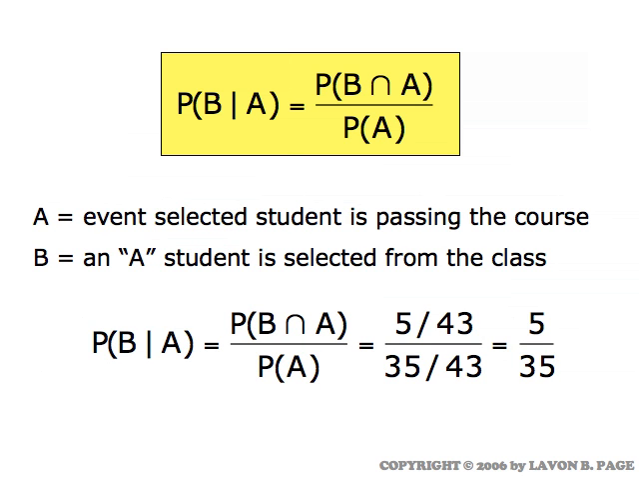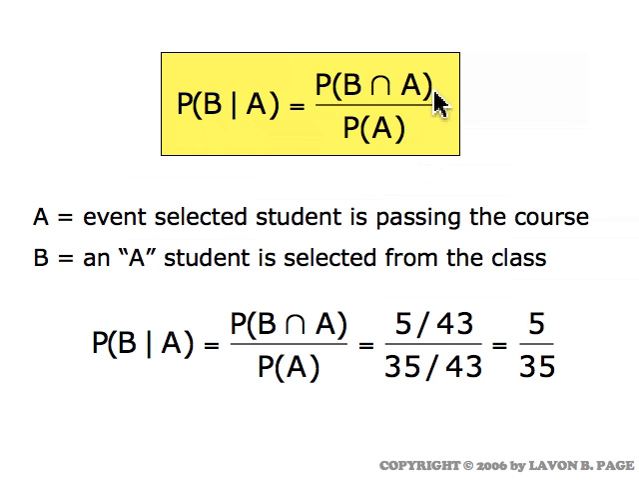Let's go back to the problem of selecting the student from the class. If we think of A as being the event that the selected student is passing the course, and B being the event that it's an A student that we've selected, then the question we're looking at when we look at the conditional probability is what is the probability of getting an A student if we know that we get a student who is passing the course.